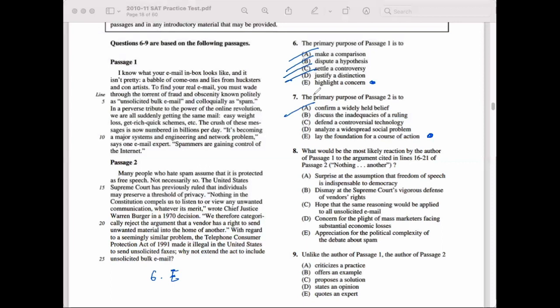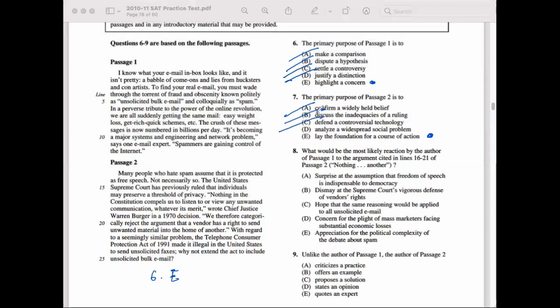Discuss the inadequacies of a ruling. The ruling that is given in the passage, the 1970 decision, is actually presented as one way that we can get a solution to the problem. So there are no inadequacies of it that are discussed. Defend a controversial technology. There is no defense of any technology here. So option C is out.